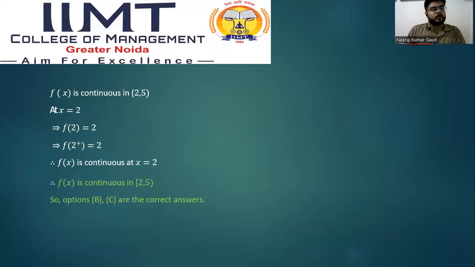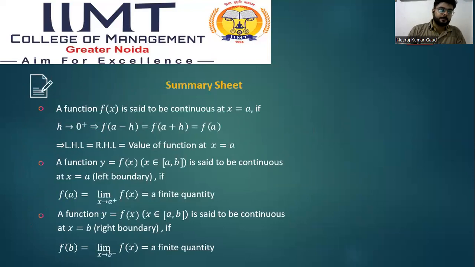Now at x equal to 2, f(2) is 2 and f(2 plus) is also 2. So the function is continuous at x equal to 2. Therefore, the function is continuous in closed 2, open 5. So options B and C are correct answers.